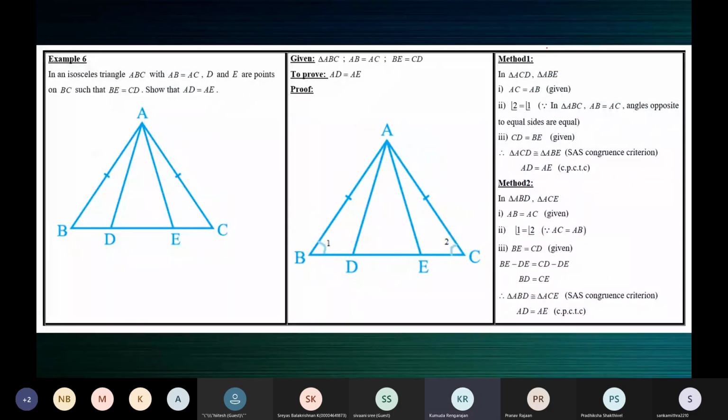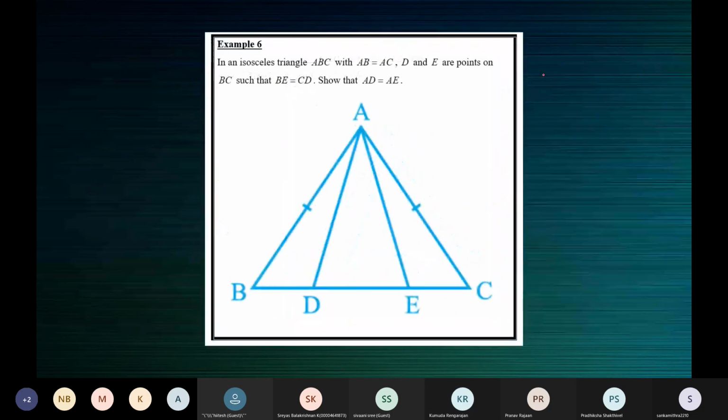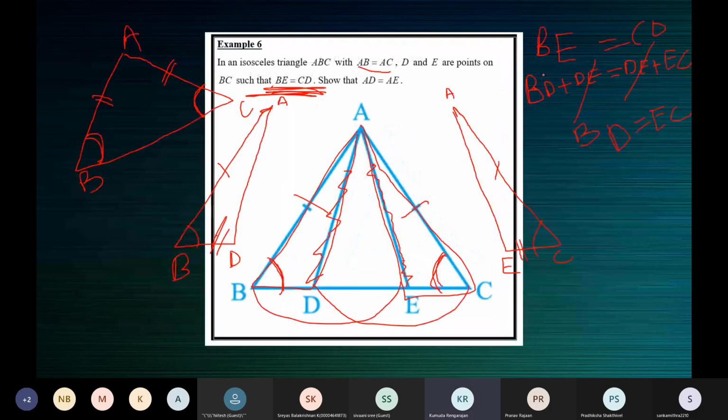You can also see the alternate proof. Tell me again, what are the equalities we listed in the two triangles? AB is equal to AC, ma'am. Okay, Hitesh, tell me, AB is equal to AC, then angle B is equal to angle C. Yes, ma'am. Okay. And BD is equal to EC, ma'am.